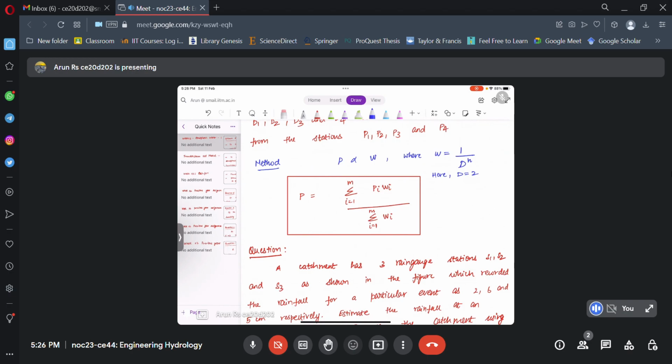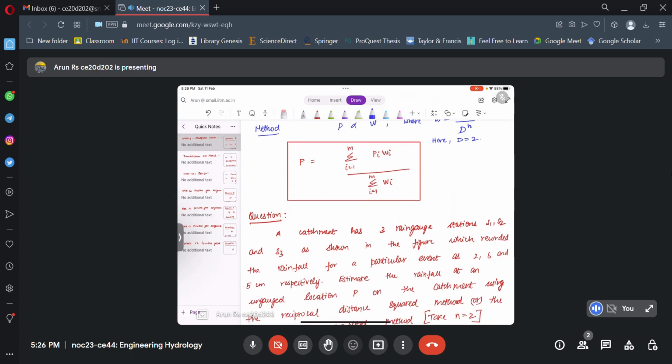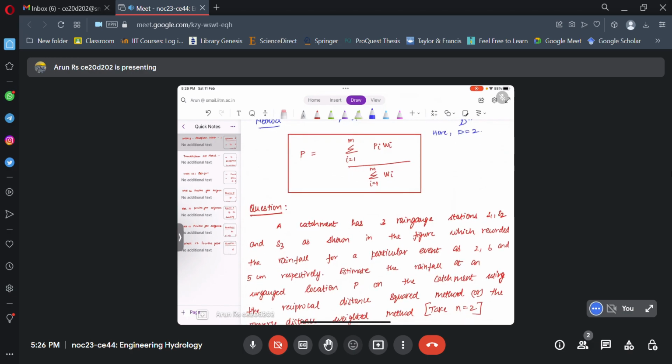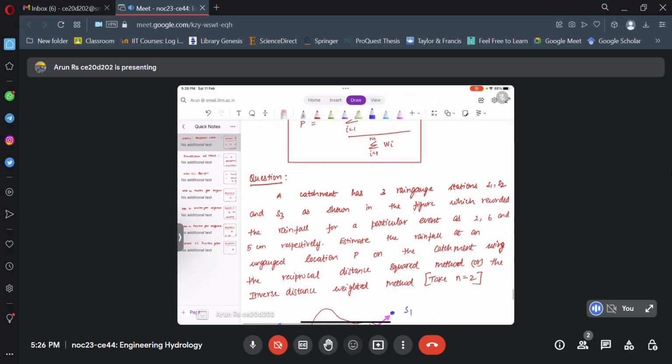So precipitation at the point of interest is directly proportional to W. W is the weight. If you see the method name, it is reciprocal distance or inverse distance. So 1 by D is the inverse of your distance and we are using a power 2. Then you can compute the precipitation at the point of interest as P is equal to the summation of i equal to 1 to M, where M is the number of stations, Pi into Wi divided by the summation of Wi.